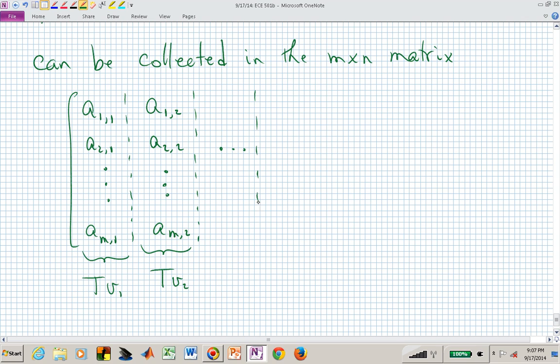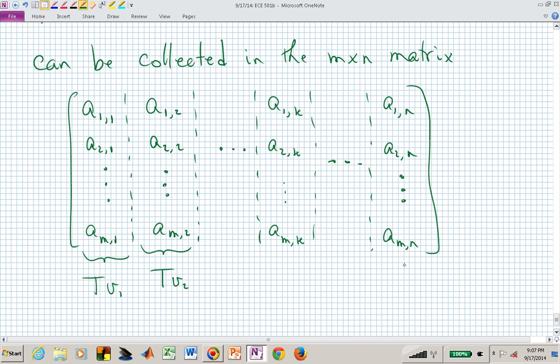That keeps going. We could say the kth vector, and that just keeps going all the way to the last column, which is a1n, a2n, and so on, because we had n v's that made up our set of basis vectors on the domain.